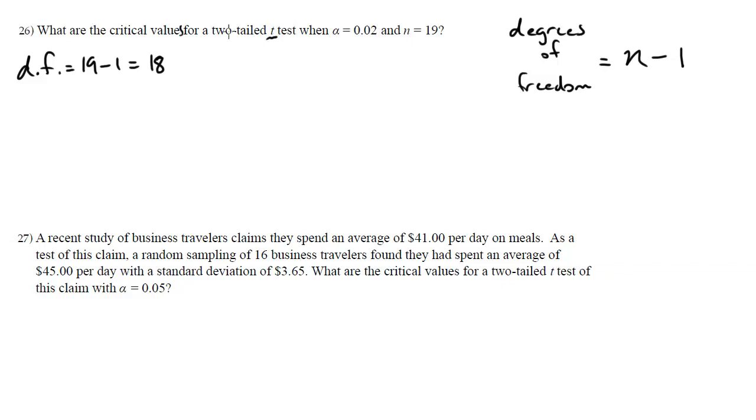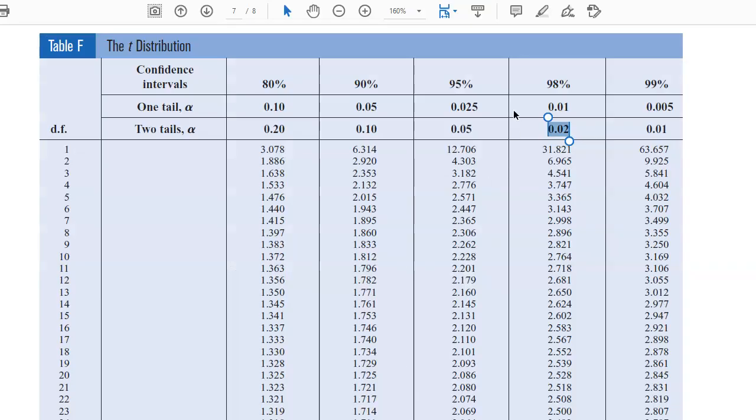So 0.02, two-tailed, 18 degrees of freedom. So here's 18 going straight across here. 0.02, two-tailed, 2.552.